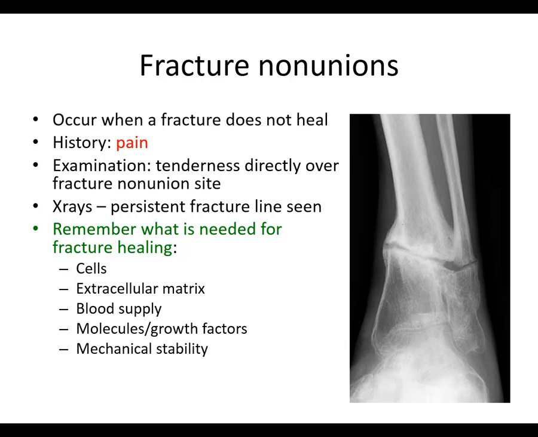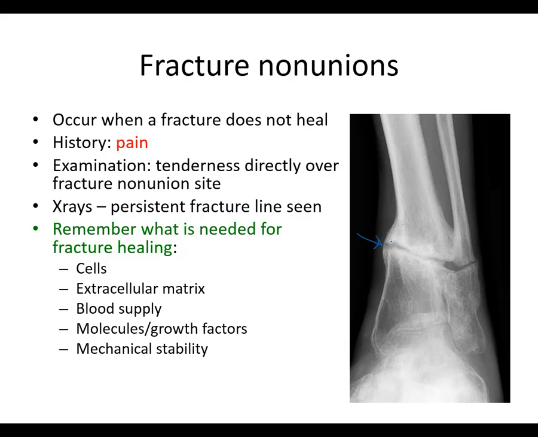So we'll wrap up by talking a little bit about fracture nonunions. We talked about how fractures occur and how they heal, and now we'll talk a little bit about when they don't heal. This occurs when a fracture doesn't heal, and the patient will have persistent pain. They still have pain at that fracture site months and months later. There may be tenderness directly over the fracture nonunion site. You may see a persistent fracture line, as is shown here. You still have this line.